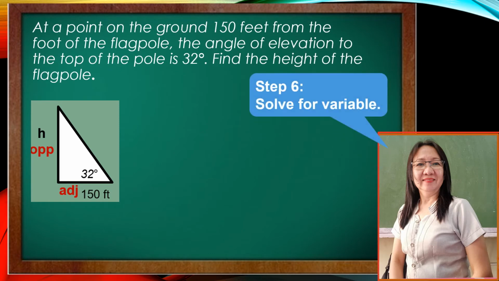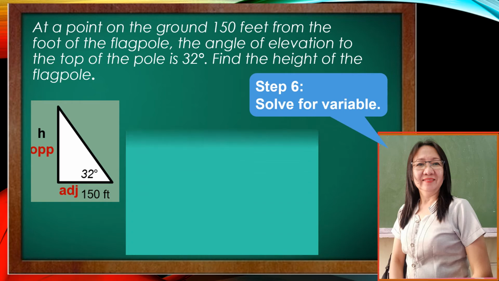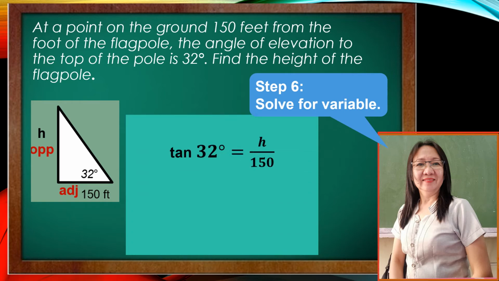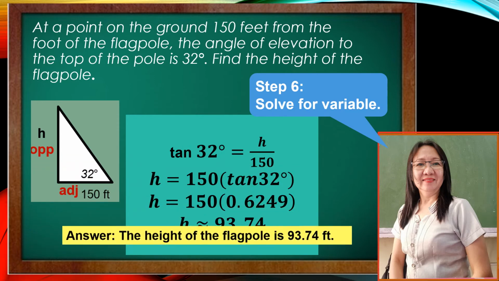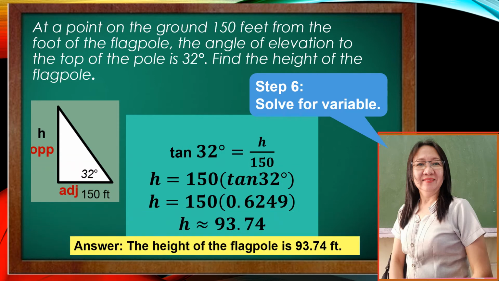Then for our step 6, let us solve for the variable. In our last discussion, we have tangent 32 degrees is equal to h over 150. By cross multiplication, we will have h is equal to 150 times the value of tangent 32 degrees, which is 0.6249. Multiplying this, we will get h is approximately 93.74. Therefore, the height of the flagpole is 93.74 feet.